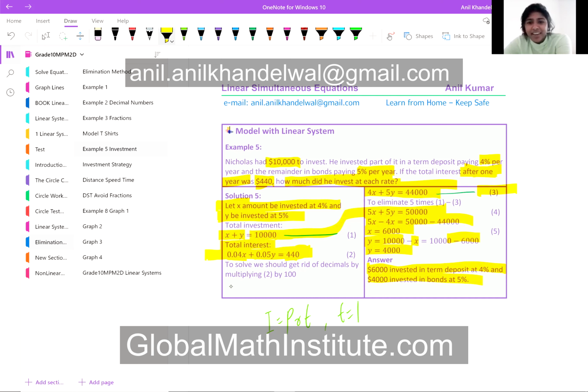Quick thing. Yes. Where it says the total interest after 1 year was $440, we didn't use that or anything. Was that just there to confuse us? Here it is. This is your second equation. Oh. Okay. So interest from the first investment plus interest from the second investment gives you $440. Oh, the x plus y was the total investment. This was the total interest. Sorry, I thought they were the same word. We got the two equations.